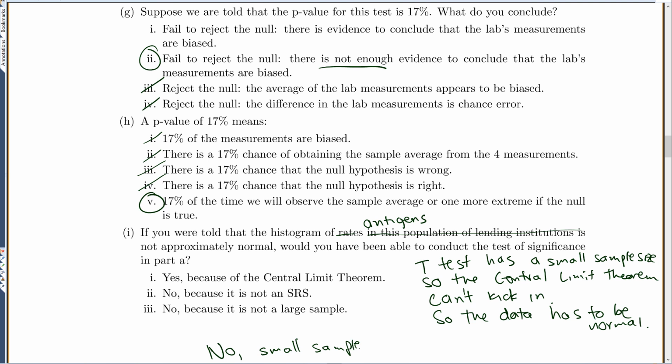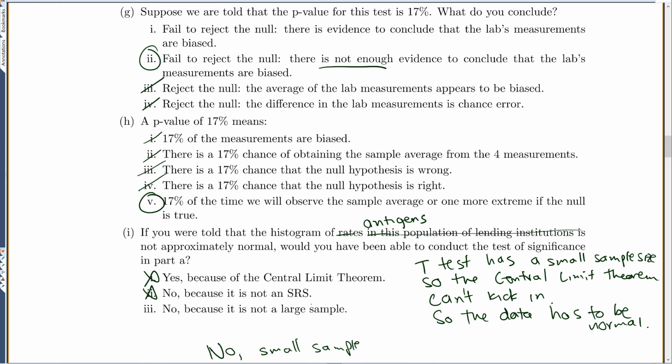So let's see what matches. So they said yes because of the central limit theorem. Well, that would work if we had a large sample, but the central limit theorem only works for large samples, and we have a small sample, so it can't be yes. This one says no because it's not a simple random sample. Well, simple random samples don't have anything to do with whether or not it's normal.